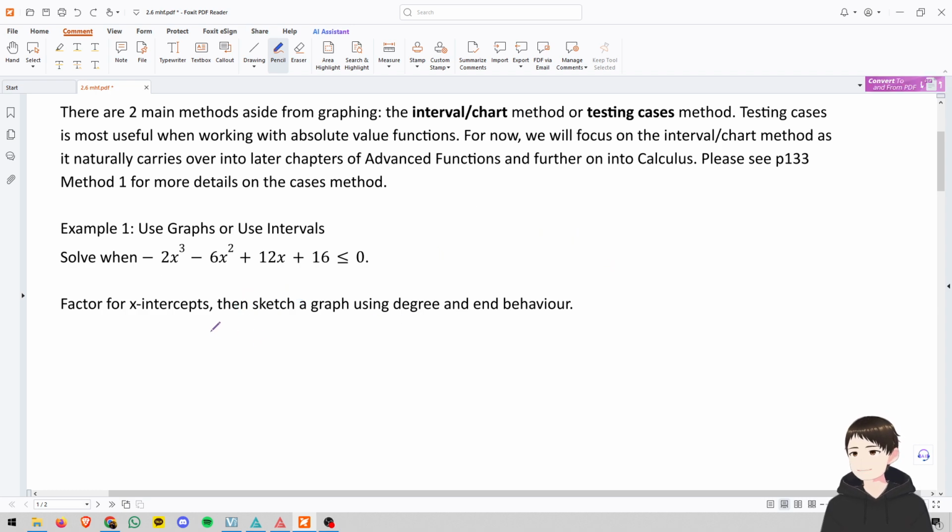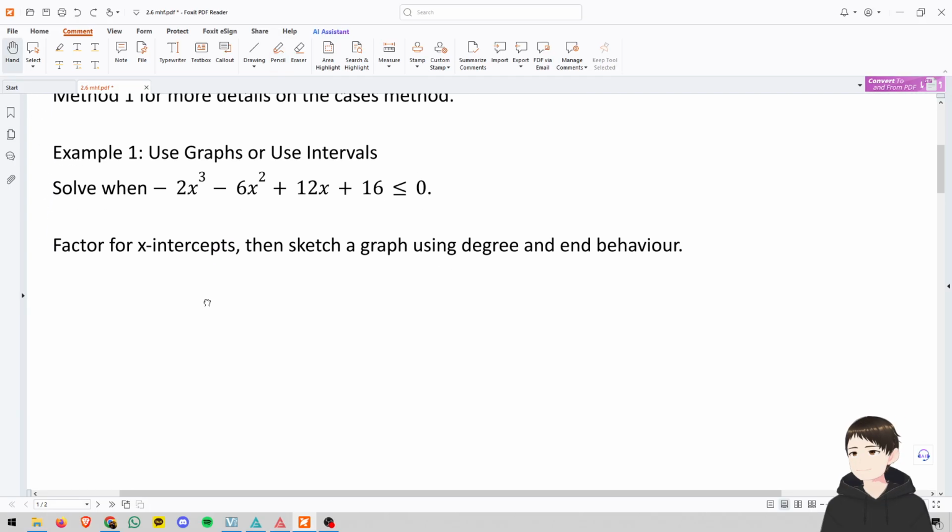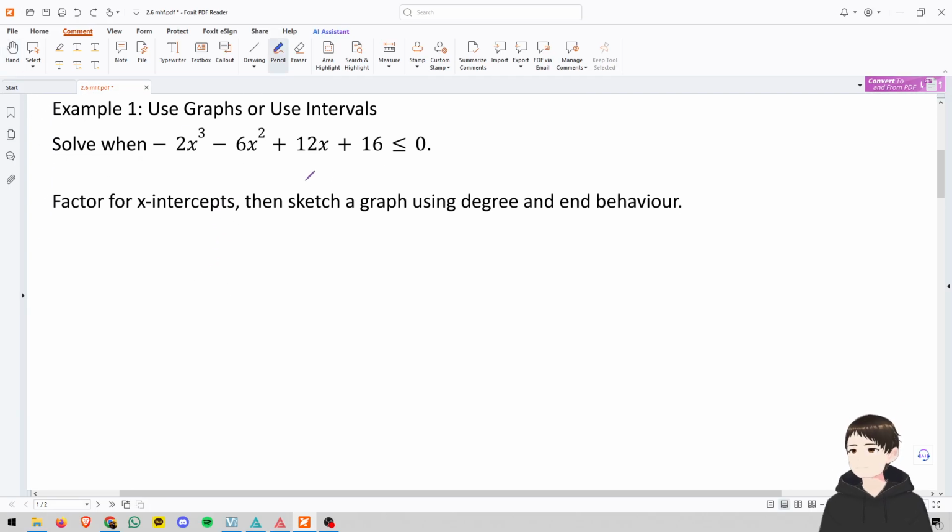I am going to go straight into this and say, okay, solve. When is this equal to or less than 0? Just as before, factor for the x-intercepts. We're going to sketch using the degree and end behavior, and we can start talking about it. Once we complete that, I will show you an interval chart.